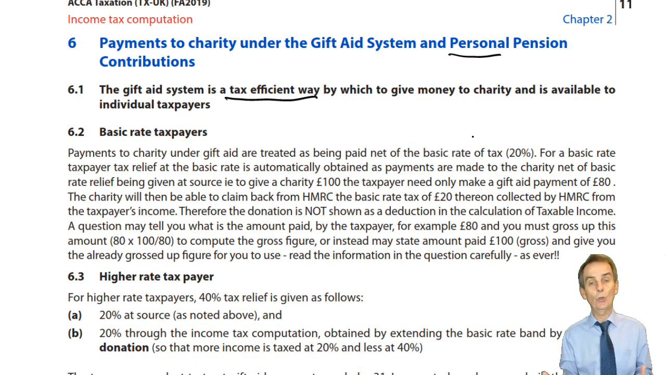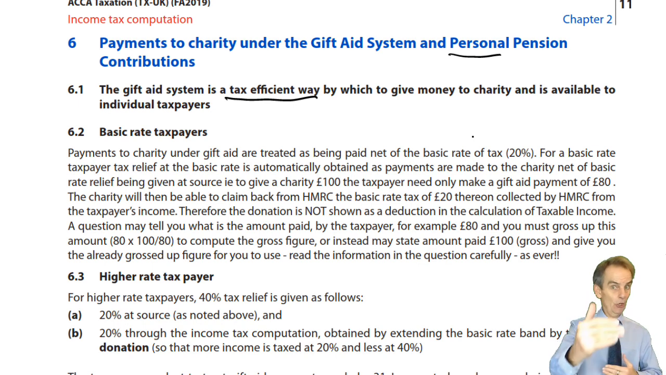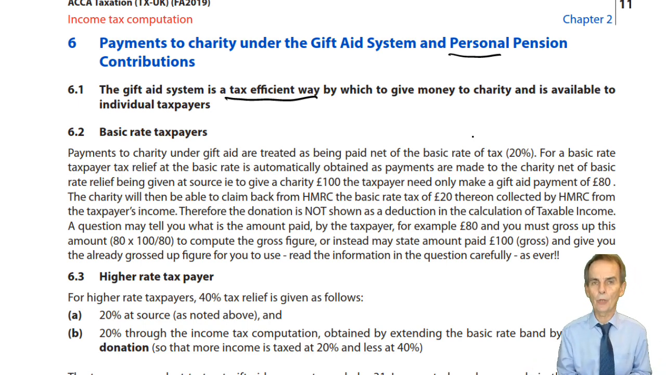Clearly, that is hugely beneficial. From 80, they can get 100. On their net 80, that's an extra 25%, an extra £20 on top of that. That's a huge increase in the charitable donations collectible by a charity, if we indeed, as basic rate taxpayers, are happy enough to make that payment under the Gift Aid scheme, which logically we would do.